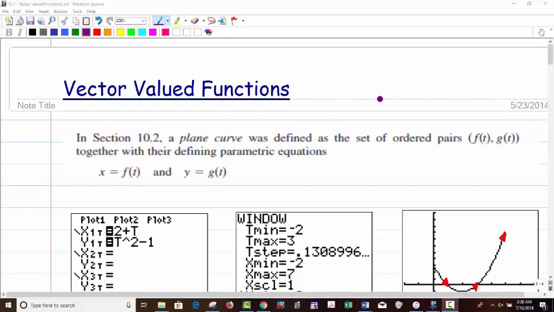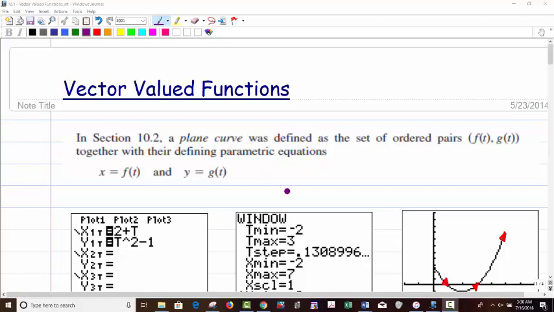Hello, this video is entitled Vector Valued Functions. Now earlier in this textbook, something you would likely have seen in Cal 2 near the end of the course, unless perhaps your instructor ran out of time for whatever reasons, you can define a plane curve x and y in terms of parameter t.